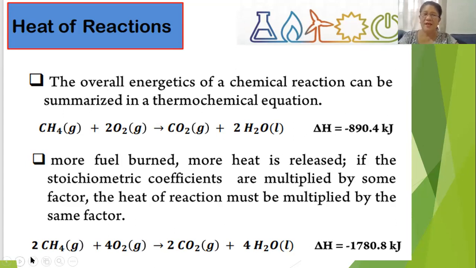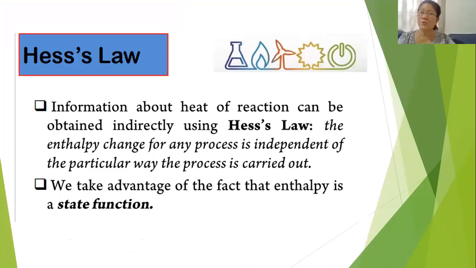Now, if this is a reaction here, let us have this balanced. This is now our final. If you are going to multiply it by 2, all you have to do is multiply your delta H by 2. If it is multiplied by 3, the whole reaction, multiply also your delta H by 3. Now, it's consistent. If you are going to multiply your thermochemical equation, whatever number you have multiplied it by, you should multiply the same number with your delta H, or your enthalpy. So that is what is meant by Hess law.